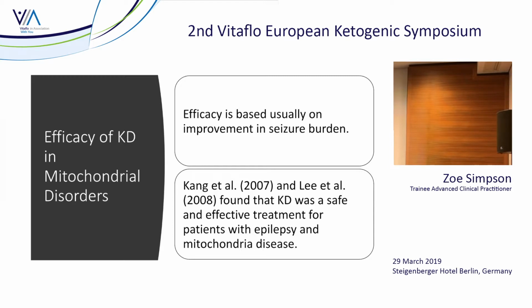Lee looked at 31 patients, 24 of which received ketogenic diet of some form. They were not all put on the same type of diet. 3 of the patients put on diet had to stop due to either severe infection or persistent metabolic acidosis. 75% of patients within the ketogenic diet group had a 50% reduction in seizures, but the majority of them had complex 1 deficiency.